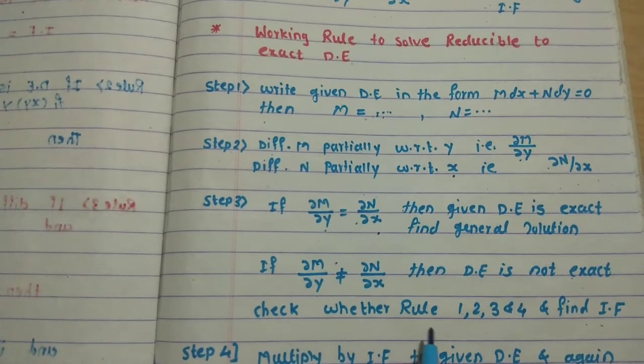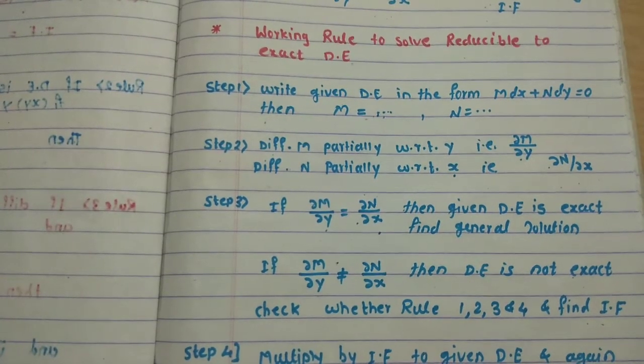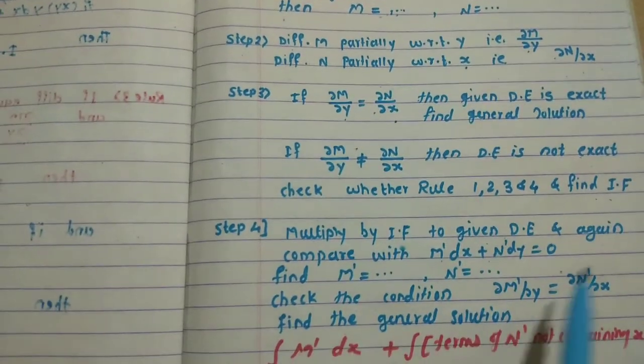Now check all the rules 1, 2, 3, 4 and find the integrating factor. You have to check whether the given differential equation is homogeneous or not. Then check the second rule, third rule and fourth rule. Accordingly, you will get the integrating factor. Now what will be the next step?